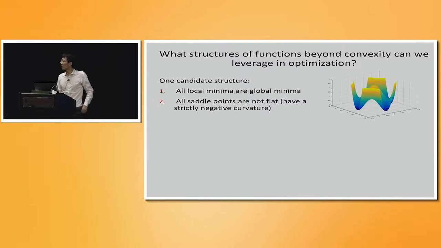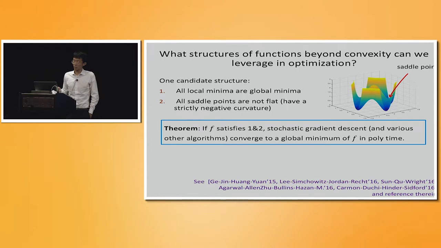So this is an example of functions like this. All the local minima of this function are global. They all have error zero. And for example, the saddle point here indeed has a strictly negative curvature pointing inwards. If you have such a structure, then we know that we can converge to a global minimum. So stochastic gradient descent, and actually many other algorithms, can converge to a global minimum of the function f in polynomial time.